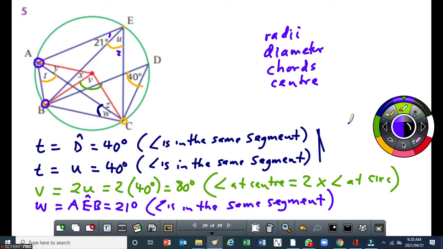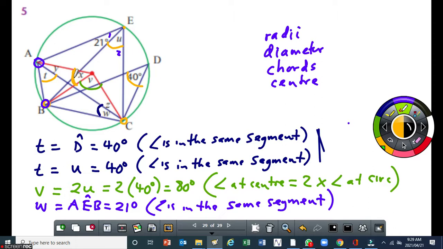Alright, so where is x? Let's identify where x is. Right, x is here. Right, this is x. Now, if you look at x, do we know the size of angle y? No. We don't know the size of angle y. So this is our x here. Which chord subtends angle x? AB. Does chord AB subtend another angle on the circumference?